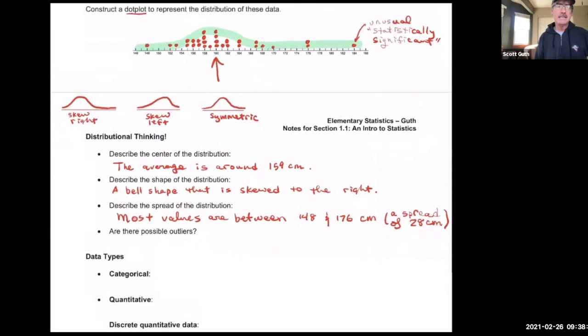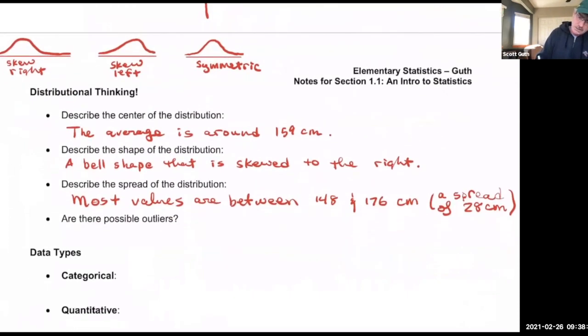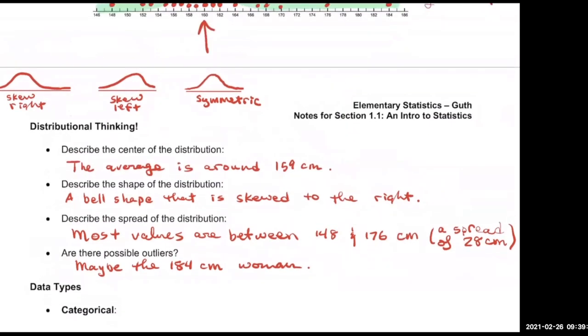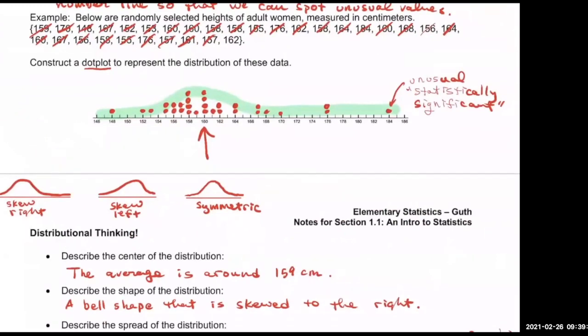And so then the last thing is this whole notion of the unusual value. I didn't call it an outlier, but I did call it a possible outlier. And that's the woman who's 184 centimeters. Okay. Any questions? So what if there are like two outstanding points on the plot line, would they be considered as unusual again?